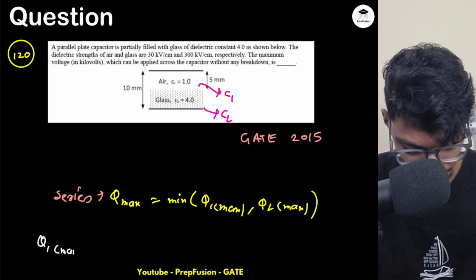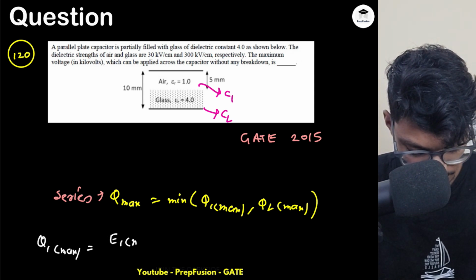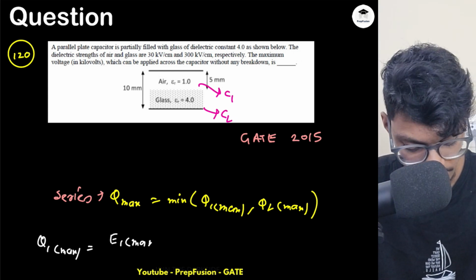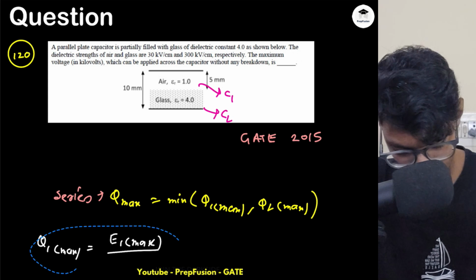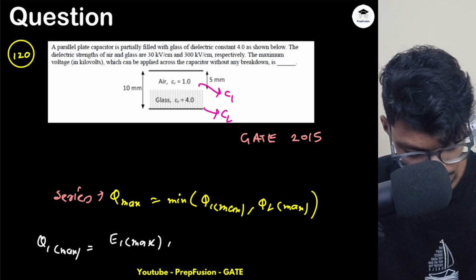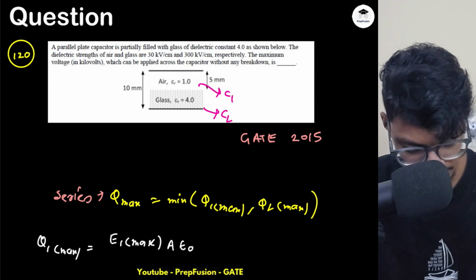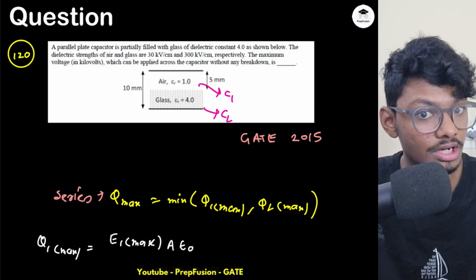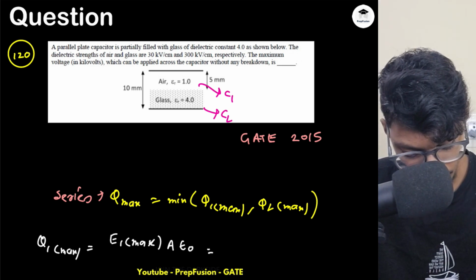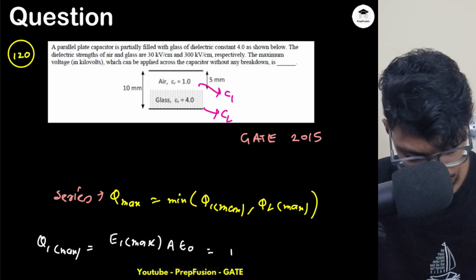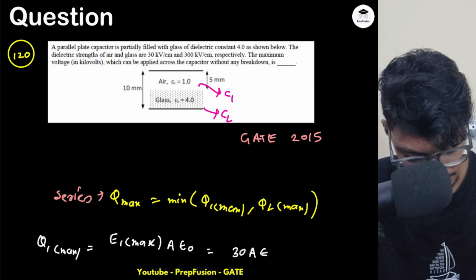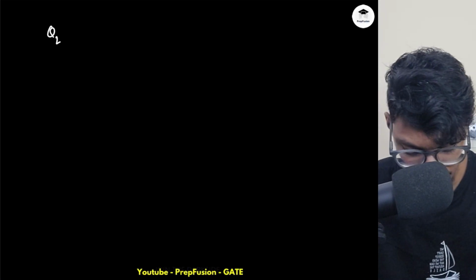What is Q1 max? Q1 max is E1 max times A times epsilon. It does not depend on the perpendicular distance, right? It does not depend on the perpendicular distance. I hope you remember. Okay, it is constant. So here I will just write this in kilovolts only, 30 kilovolt into area into epsilon naught. That's it. Okay, what is Q2 max?